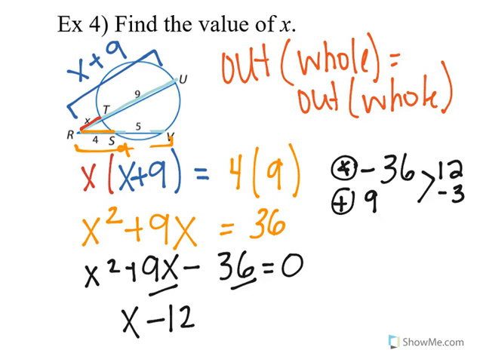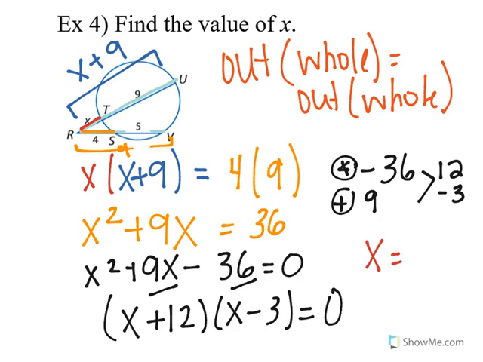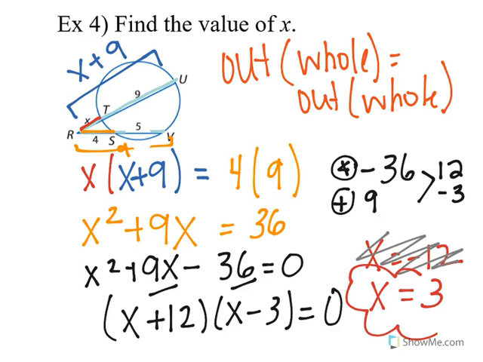So it'll be x plus 12 times x minus 3 equals 0. So we're going to solve these. X equals negative 12, x equals 3. Can a side length be negative 12? Hopefully you'll tell me no. So our only answer is x equals 3. Okay? So outer times whole equals outer times whole.